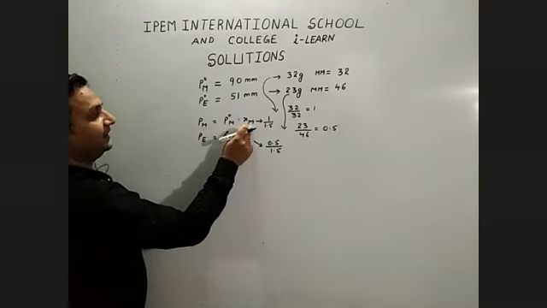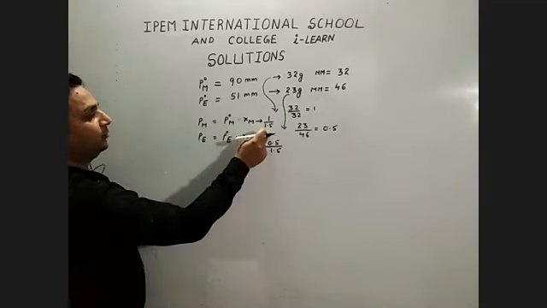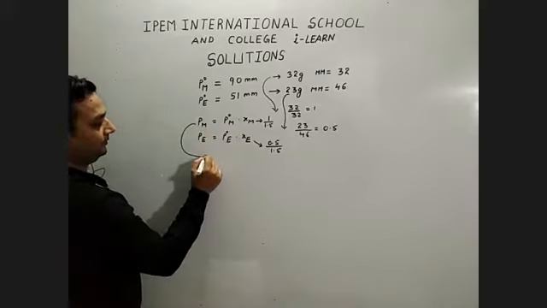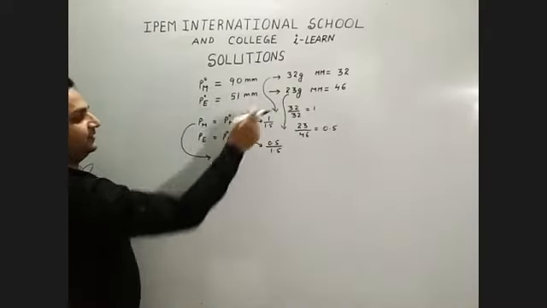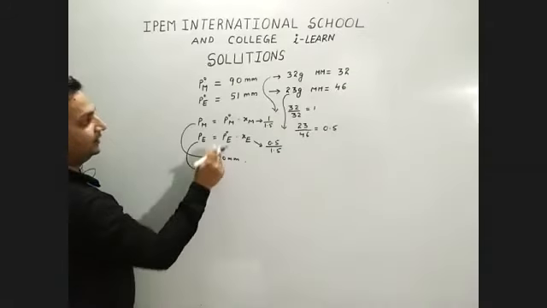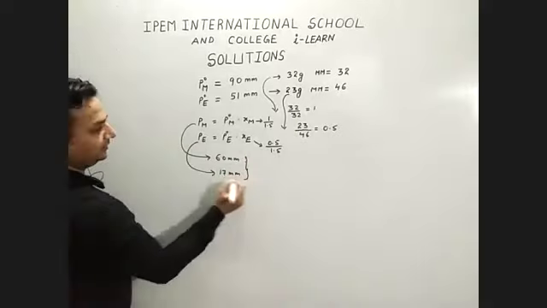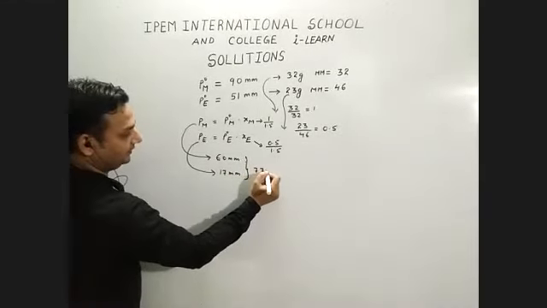P naught for methanol is 90, so 90 into 1 upon 1.5 is 60 mm. The other partial pressure will be 17 mm. The resultant mixture will be 77 mm of Hg, mm of mercury.